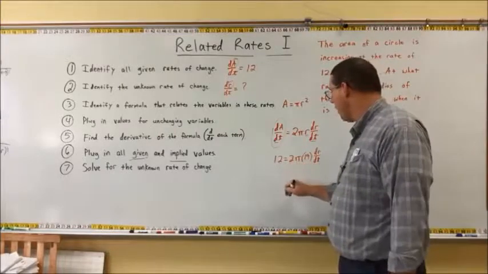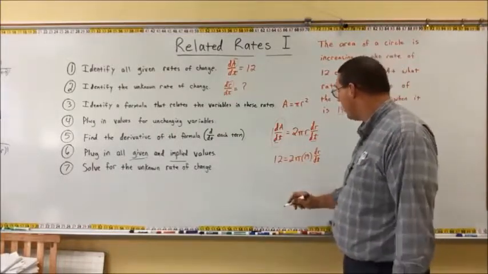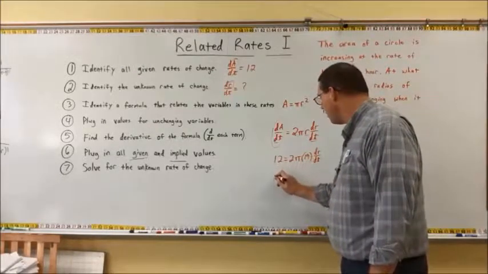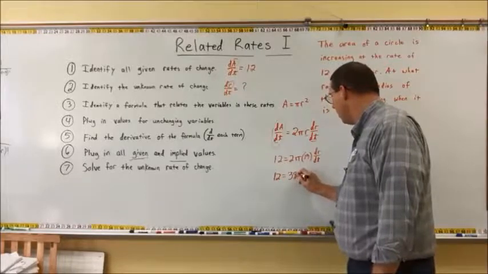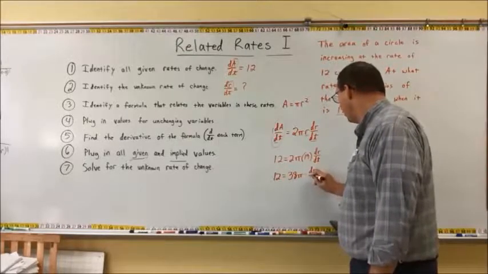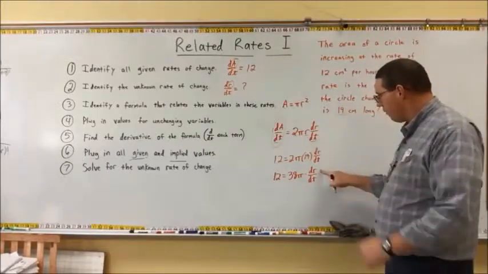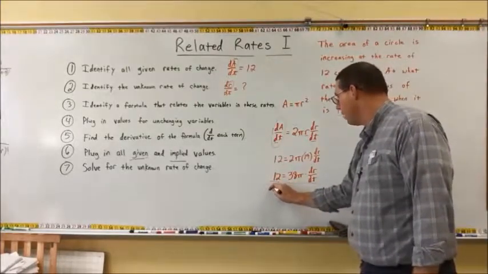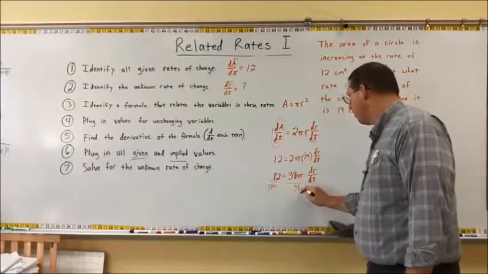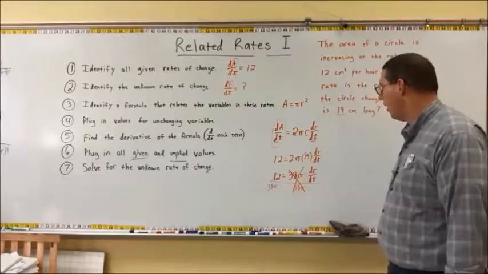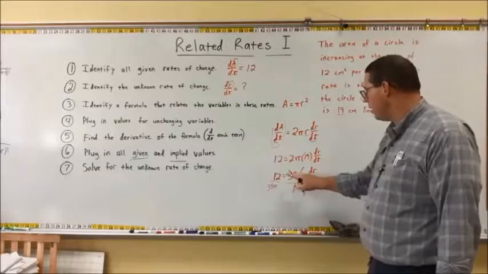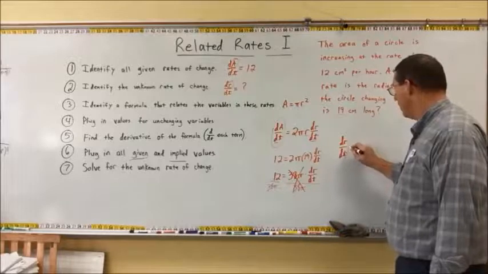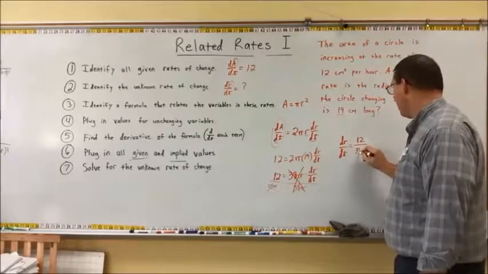19 times 2 is 38. Now, we could divide by 2 on both sides and simplify it, and that's fine if you want to, but I'll skip that for now. 2 times 19 is 38, so we have 12 is equal to 38 pi times dr dt. Last step, to solve for dr dt, we have to get rid of this 38 pi. So we're going to divide both sides by 38 pi. That's going to cancel the 38 pi on the right side. And now dr dt is equal to 12 over 38 pi.